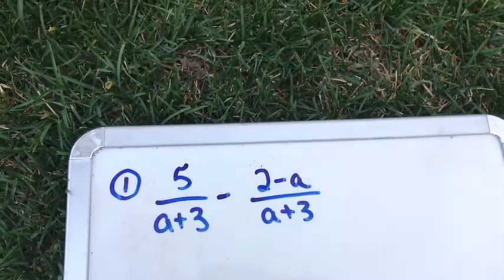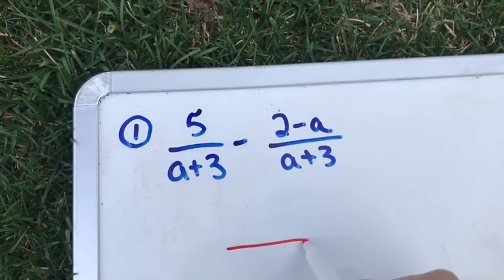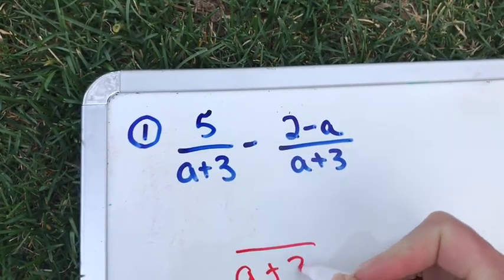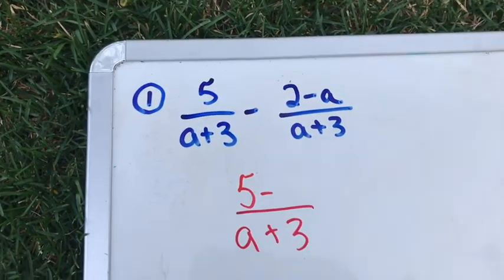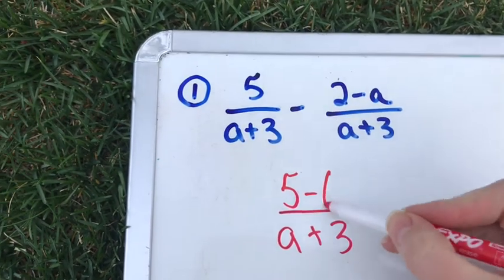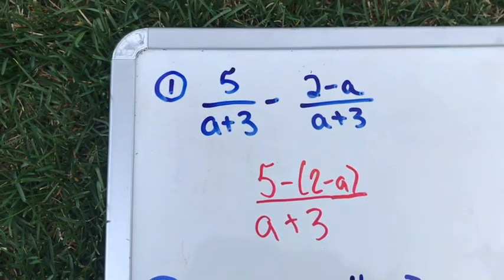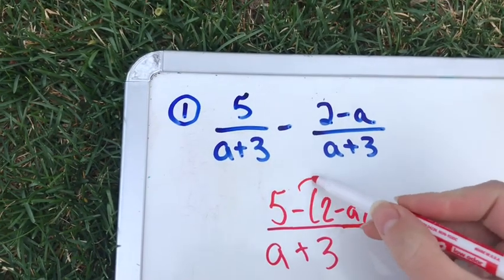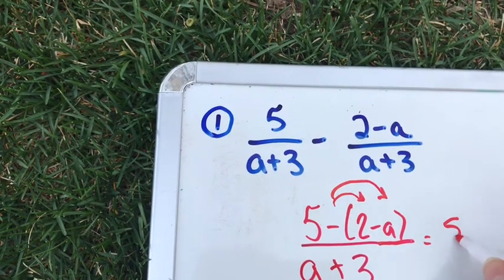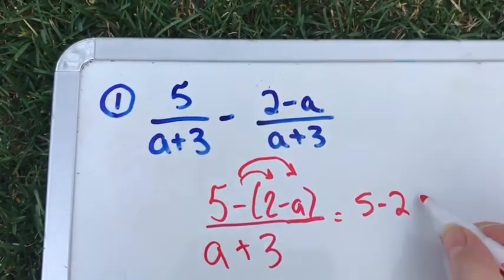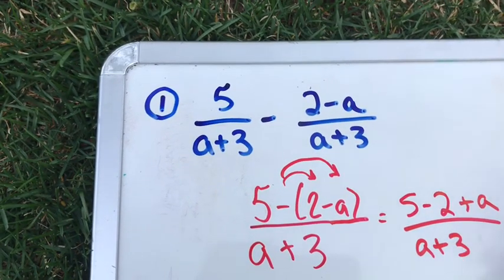All right, so if you look at this one, we have a common denominator. So we're just going to keep the a plus 3, and then we need to go 5 minus 2 minus a. But we're not just going to write 5 minus 2 minus a. We're going to write 5 minus (2 minus a). Do you see the difference? We need to now distribute this negative. So that becomes 5 minus 2 plus a over a plus 3.